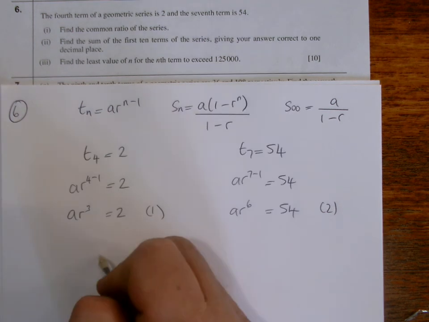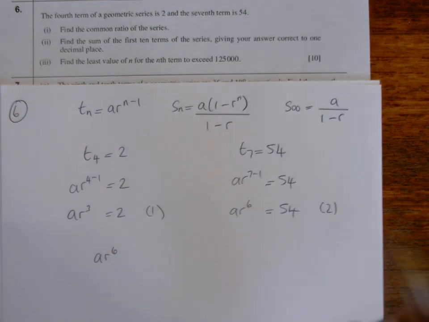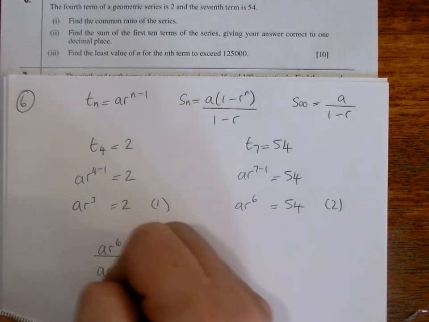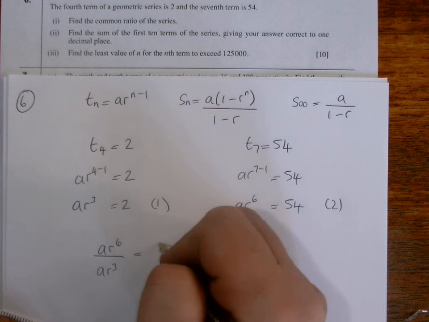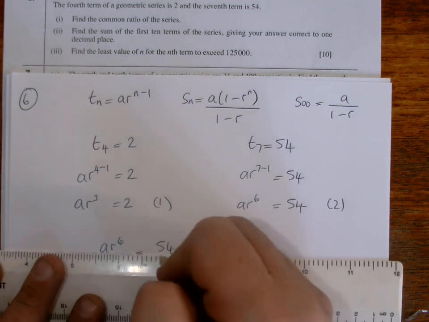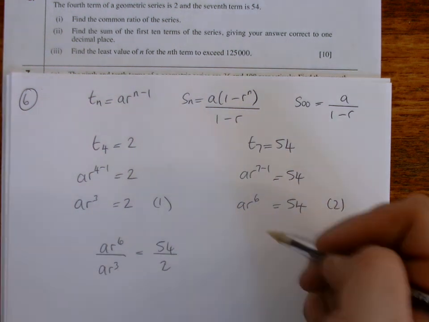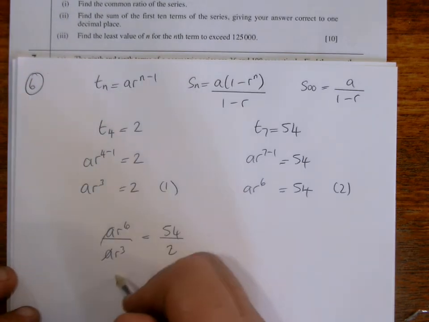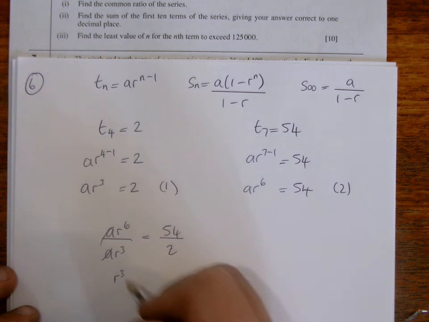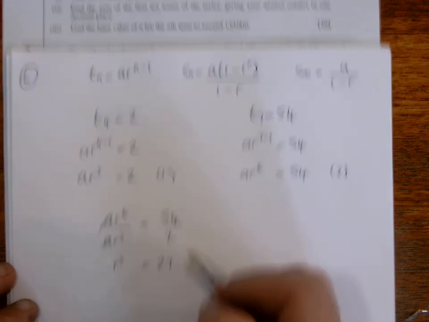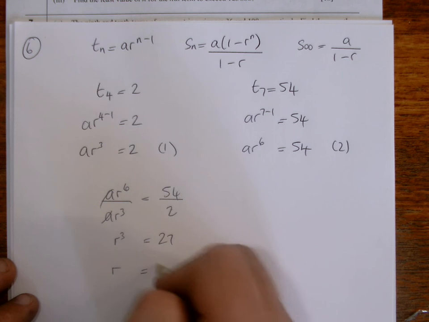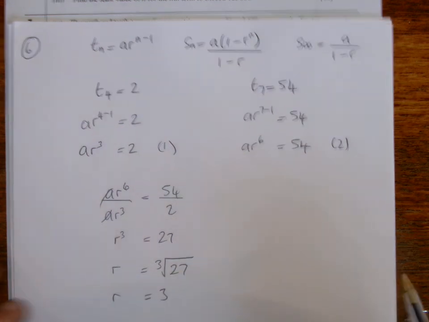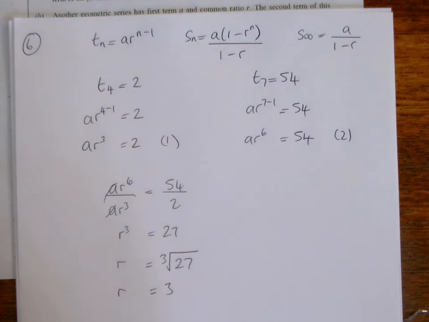So take the highest power, ar to the power 6, divide by ar cubed, equals 54 divided by 2. So the a's will cancel, and then take away the powers using indices, so you get 6 take away 3 is 3, and that's 27. And to get r, we're going to cube root. So r turns out to be 3. So that's part 1 answered. We've got the common ratio there.